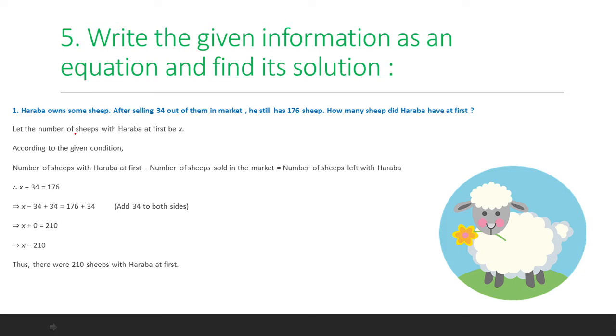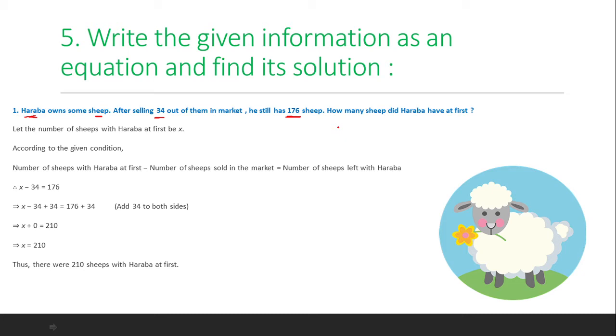Now see children, in the situation, there is a person named Harba. And this fellow Harba had some sheep. Now we don't know how many sheep he had. From those sheep, he sold out 34. After selling these 34, he still had 176 sheep. Now, what is the question? Initially, how many sheep did he have?